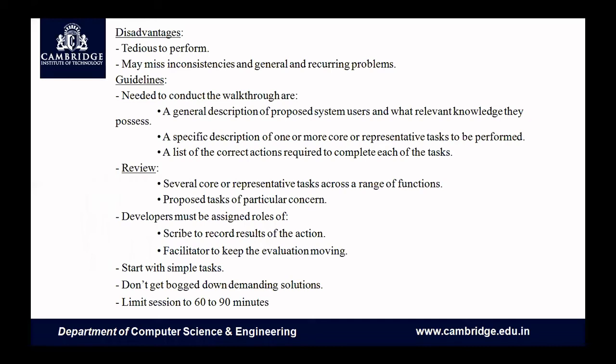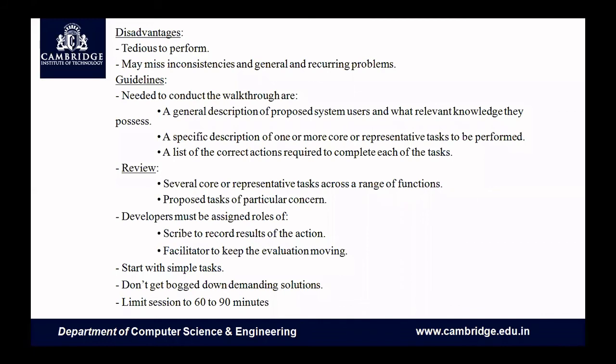What are the things which you have to conduct? A general description of the proposed system, and the knowledge of the interface has to be displayed. Without that, the user can't review that particular application. Detailed information, right? Specific information and detailed information. Both have to be given. A list of correct actions required. So you have to specify to the reviewers the proper action which is performed there.